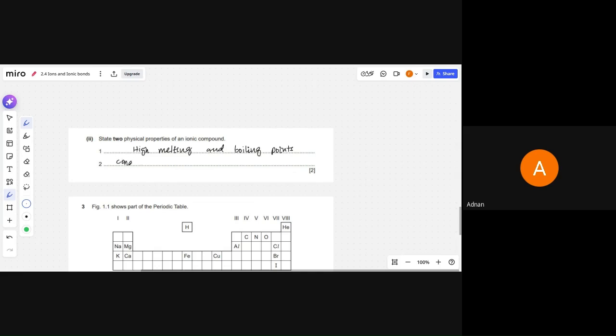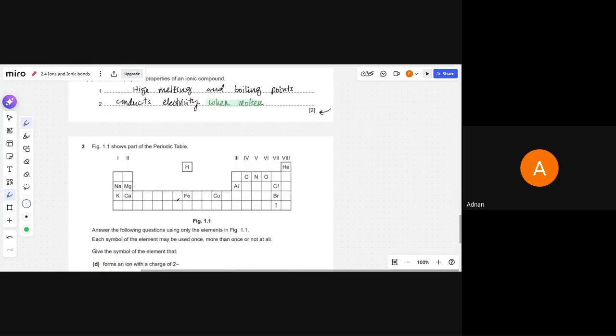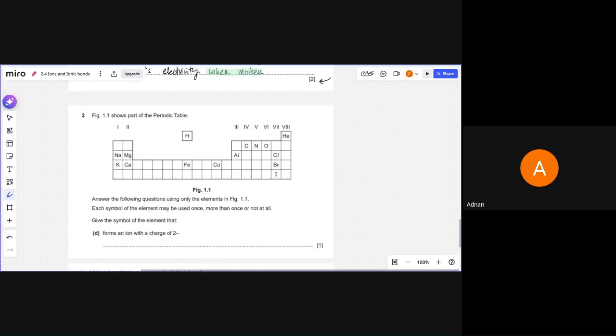So, conducts electricity when molten, right? So I'm going to highlight this. This is the keyword. This is very important, and it must be in your answer. Otherwise, you're not going to get the second mark. Remember that.